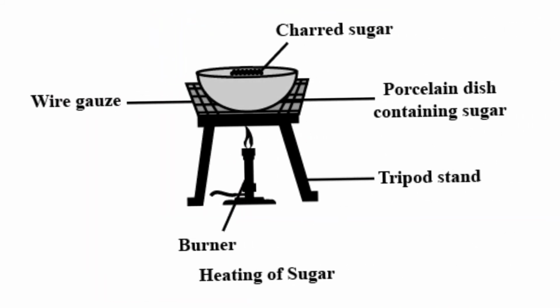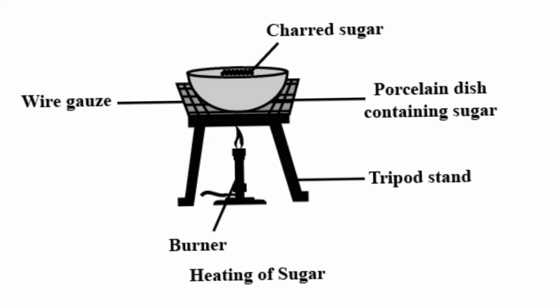Children, here let us see one activity. Here we have to take some sugar in an evaporating dish. Place that dish on a tripod stand and heat it. Observe the changes taking place in that sugar. Now stop heating when blackish substance is seen at the bottom of the evaporating dish. So, this is a chemical change.